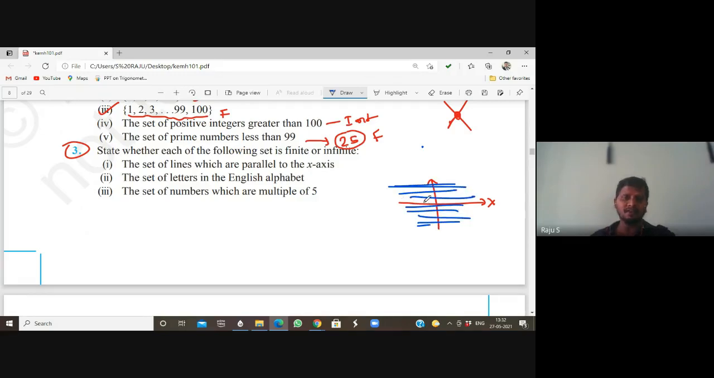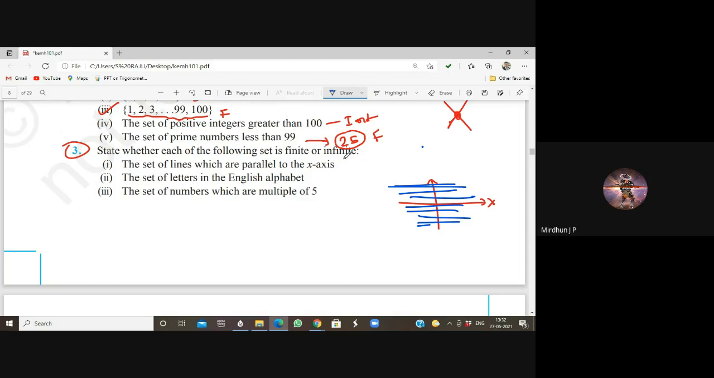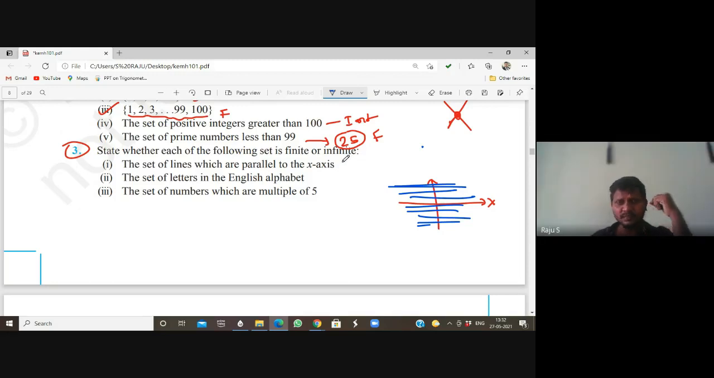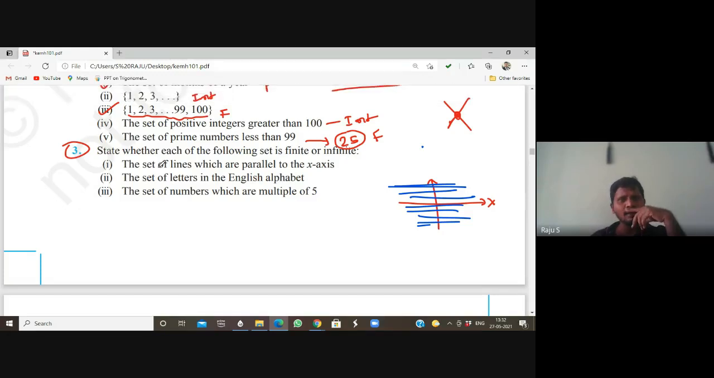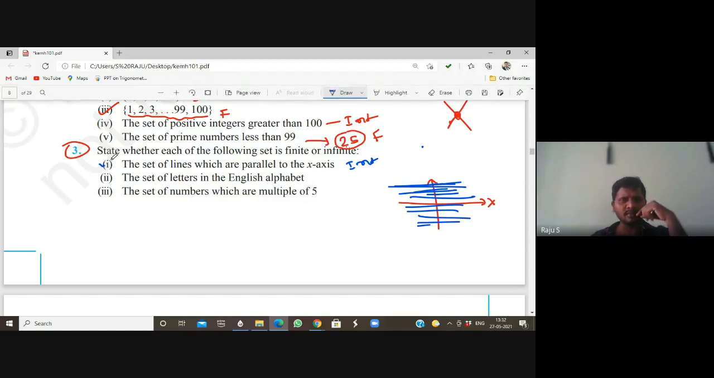If the lines are parallel to the x-axis, how many lines can we draw? Infinite. Yes, this is infinite. Is it clear? The first one is infinite.